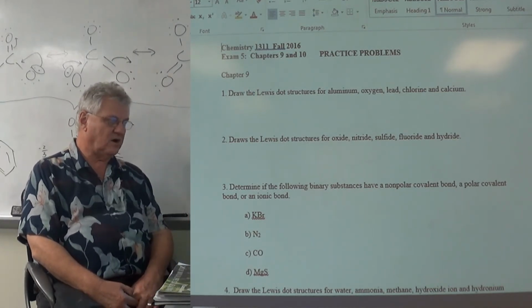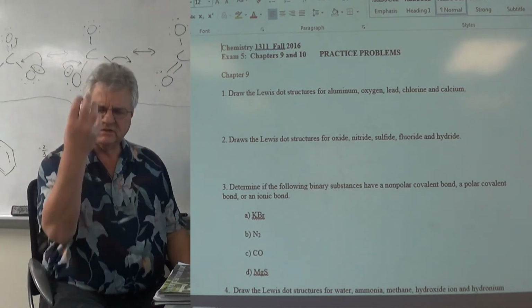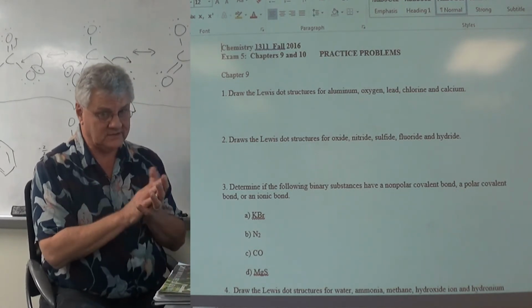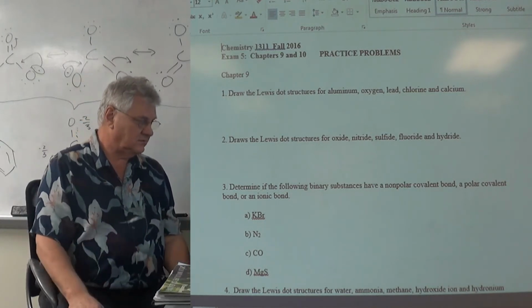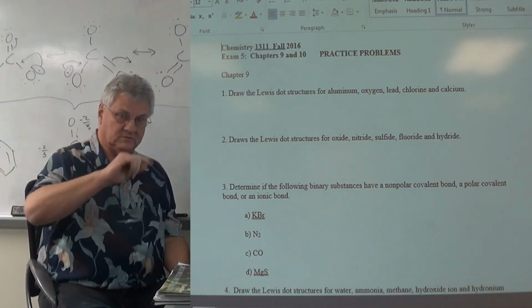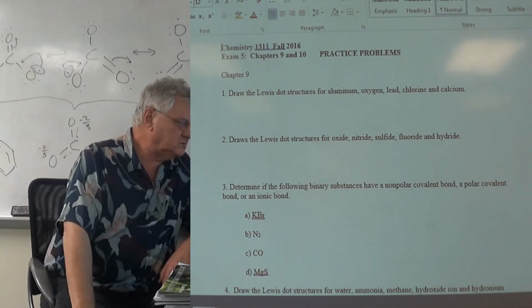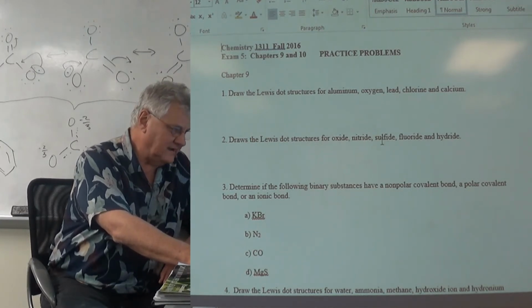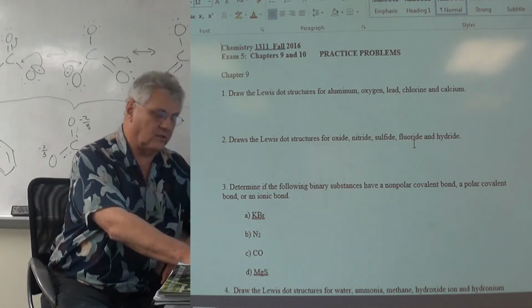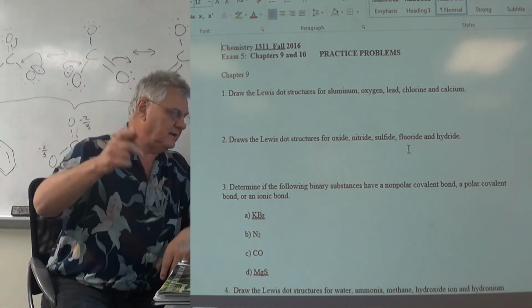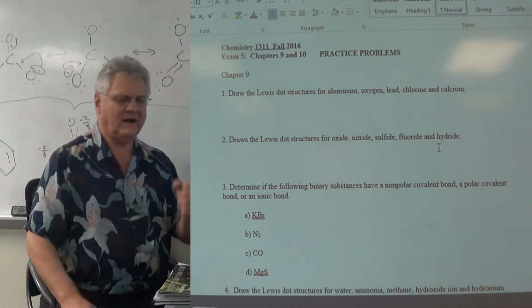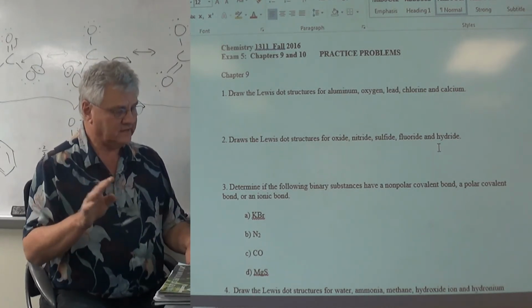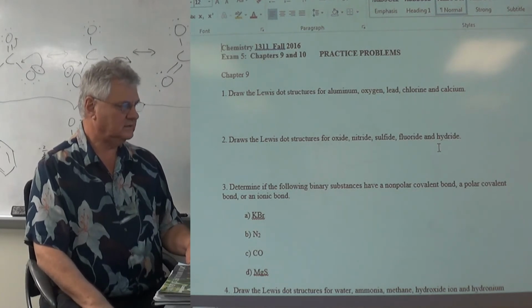Draw the Lewis dot structures for oxide. Well, that's the ion that oxygen forms. So an oxygen atom has 6 valence electrons. If it gains 2 more electrons, it has a -2 charge. It has an octet. So the Lewis dot structure is just oxygen with 8 electrons around it, but it has a -2 charge. Nitride also has an octet and a -3 charge. Sulfide has an octet, a -2 charge. Fluoride, if it gains 1 electron, has an octet, a -1 charge. Hydride, when the hydrogen atom gains another electron, it has a -1 charge. It doesn't have an octet, it has 2 electrons, just like helium.